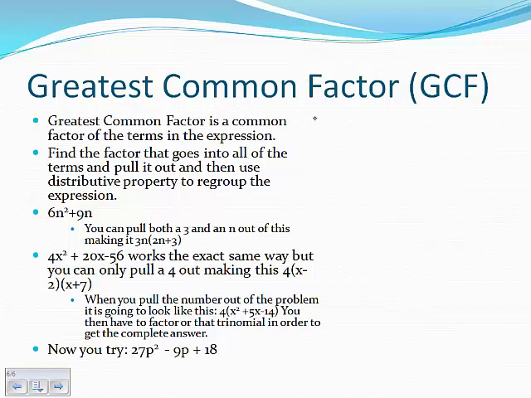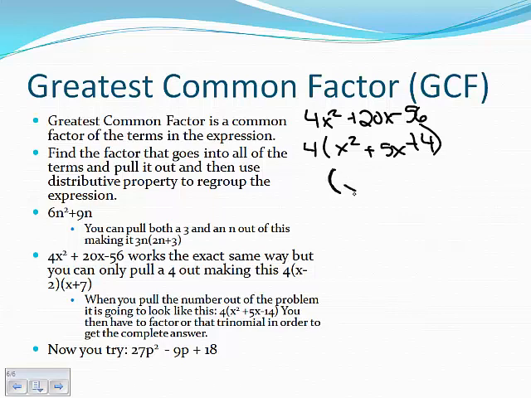Another example is 4x squared plus 20x minus 56. First, you can pull out a 4 out of all of them, giving you 4 times (x squared plus 5x minus 14). This is not completely factored until you then put it into two separate parentheses, which would be (x minus 2) times (x plus 7) with a 4 on the outside. You do the same thing that you would do to solve any other quadratic and then put the 4 on the outside. Now you try.